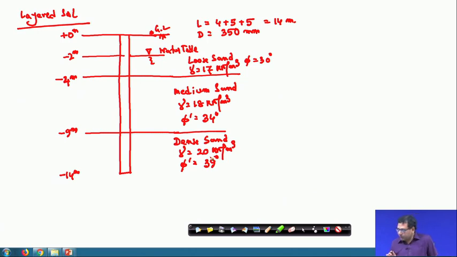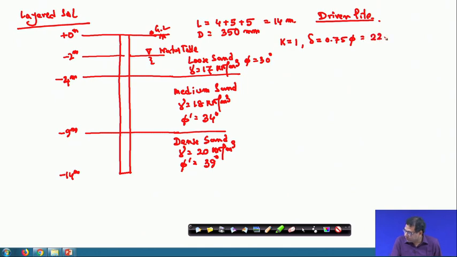Okay. So, now we have to solve this problem. From the table we have taken, for the loose sand for the concrete pile, and this is also a driven pile, K value is taken as 1, delta value for the concrete pile is 0.75 phi, so that is equal to 22.5 degree.